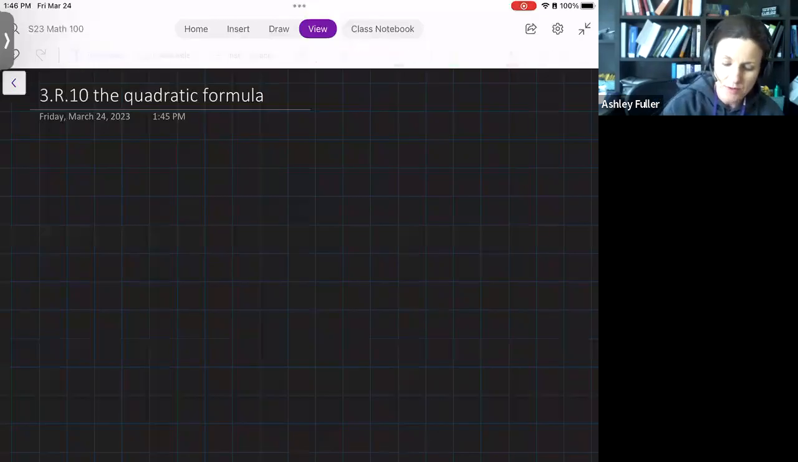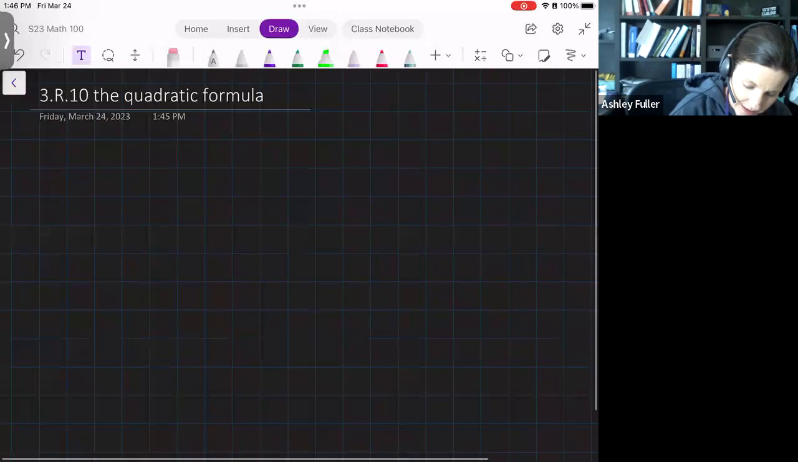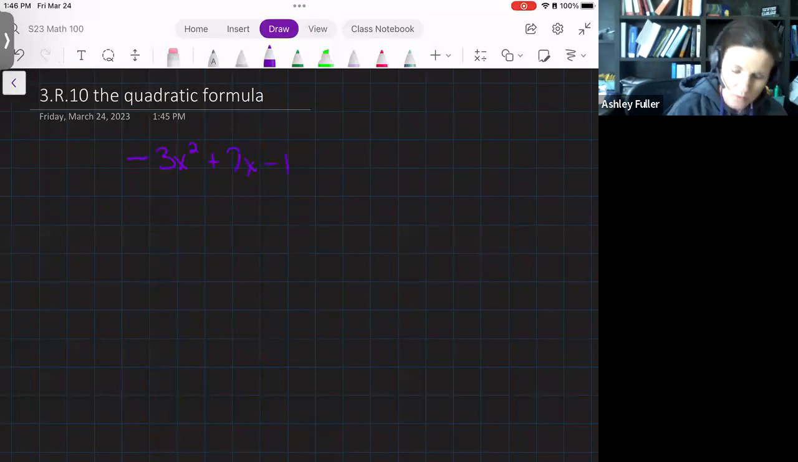When working with quadratics, we've already looked at several ways to solve them, including factoring and the square root method. However, there are times when we have a quadratic, say something like negative 3x squared plus 7x minus 1, and we want to be able to solve this if it's equal to 0. It's in standard form, but if we can't or don't wish to factor it, we can use a method called the quadratic formula. The quadratic formula must be in standard form to utilize it, and to solve for x, you get negative b plus or minus the square root of b squared minus 4ac all over 2a.